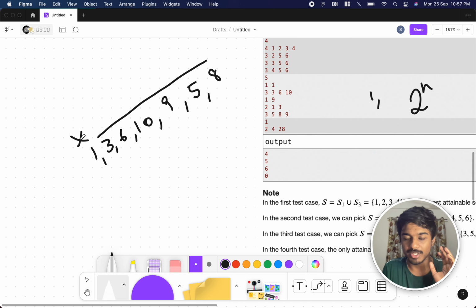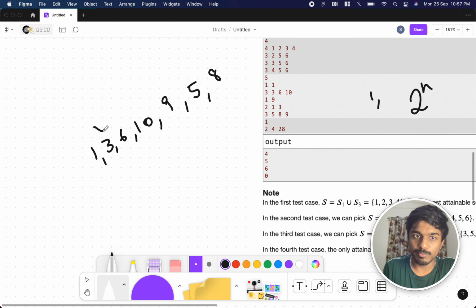How many elements will be possible? If I remove one, is it possible to remove all of this? Or instead of 1, is it possible to remove 3 and get all of these numbers? And is it possible to remove 6 and get all of these numbers? So that's the catch here. Now let's understand this in this way.